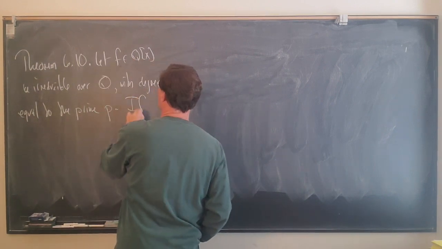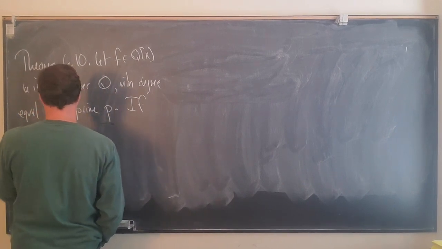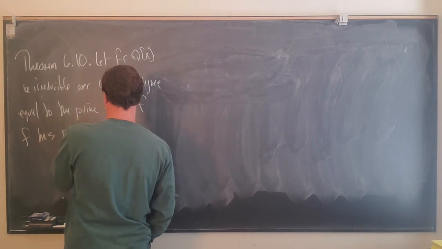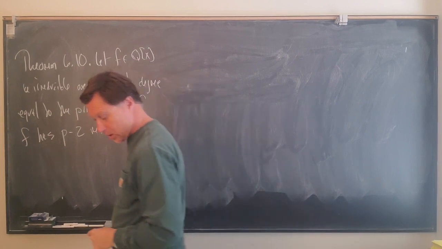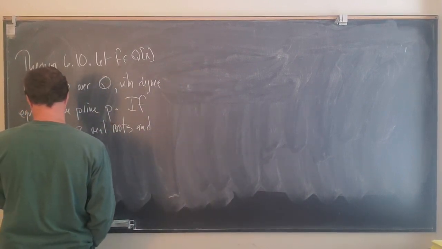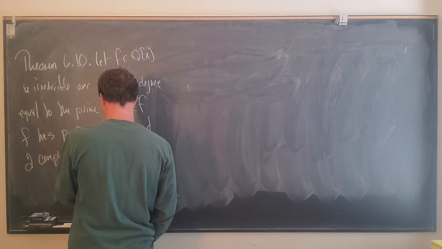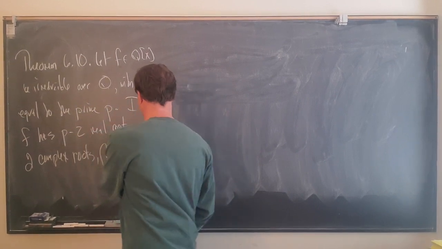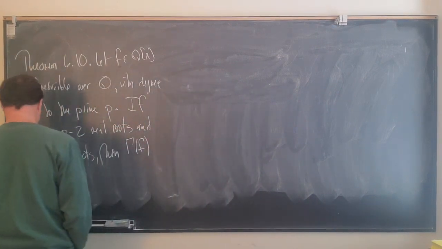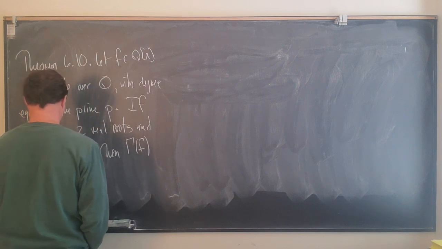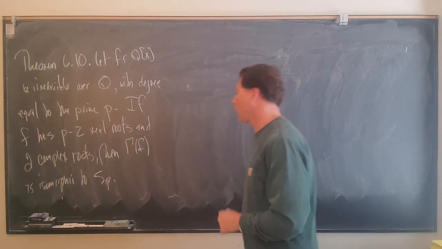If f has p minus 2 real roots and 2 complex roots, then the Galois group of f is isomorphic to S sub p, the symmetric group on p numbers.